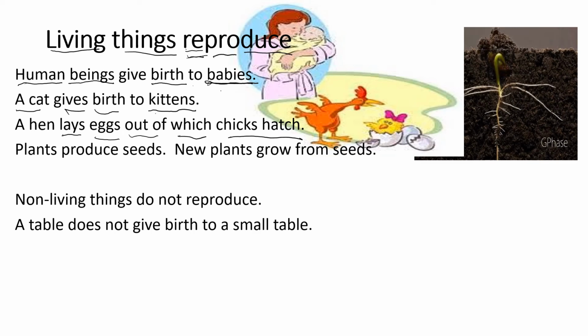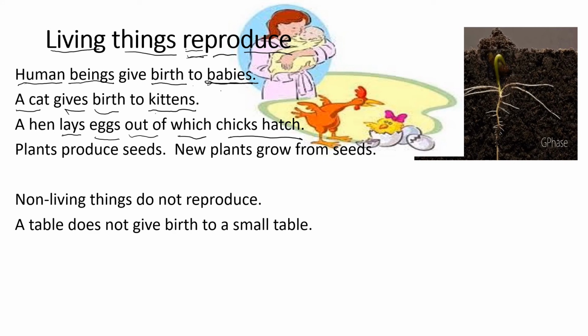So children, a hen lays eggs. Lays is to place it down. A hen lays eggs out of which chicks hatch. The small baby hen is called a chick. The eggs are hatched. Hatch is a process wherein a hen sits on her eggs, and in the process, the chicken comes out, a young baby hen or a cock will come out of it, which is called a chick. So this is the process how a hen lays eggs and out of which chicks are hatched.